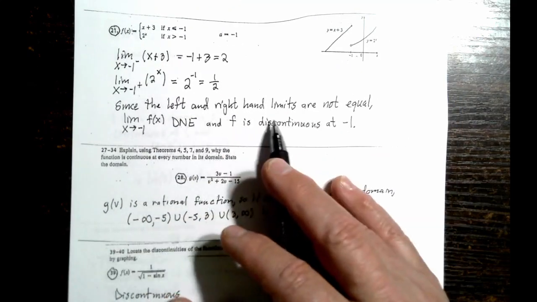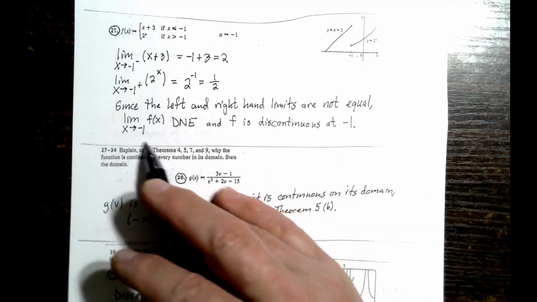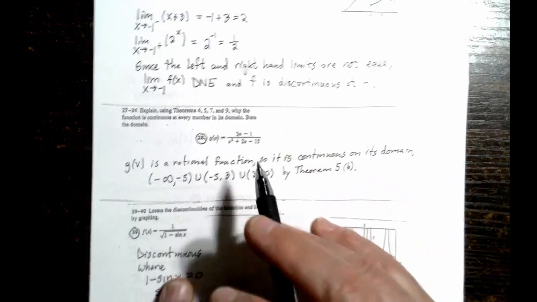Now since the left and right hand limits are not equal, we can say the limit does not exist at minus 1, and it is discontinuous at minus 1.